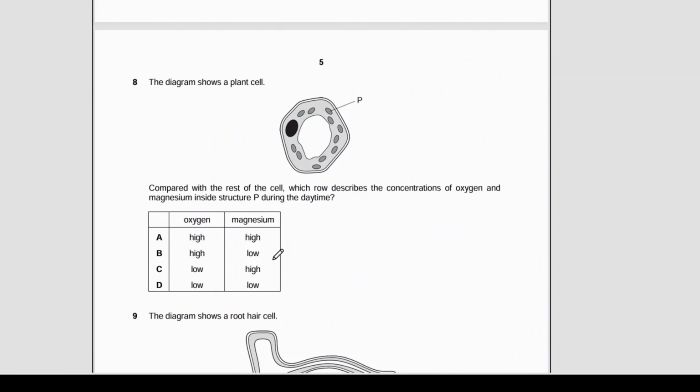Okay. Number seven. The diagram shows a plant cell. Compared with the rest of the cell, which should describe the concentration of oxygen and magnesium inside structure P. Okay, what is P first of all?